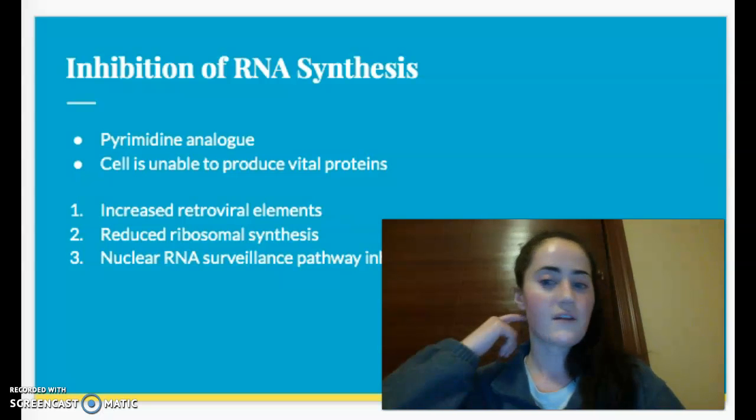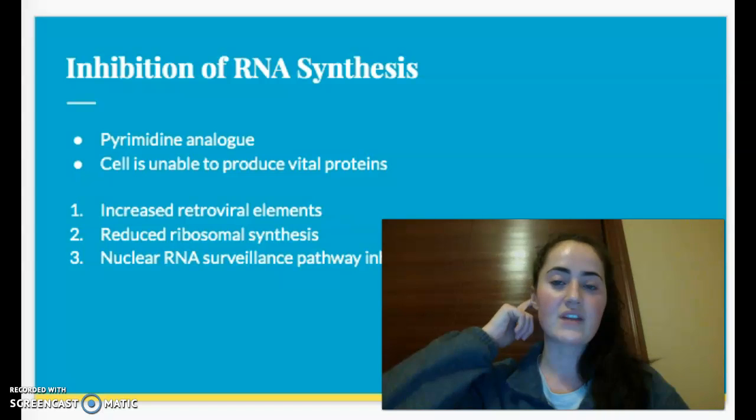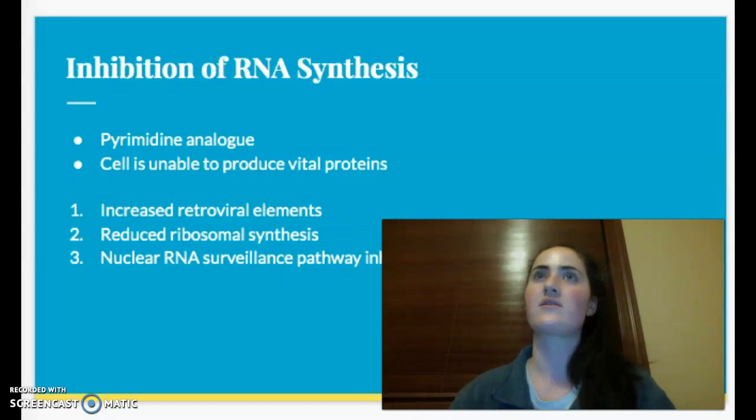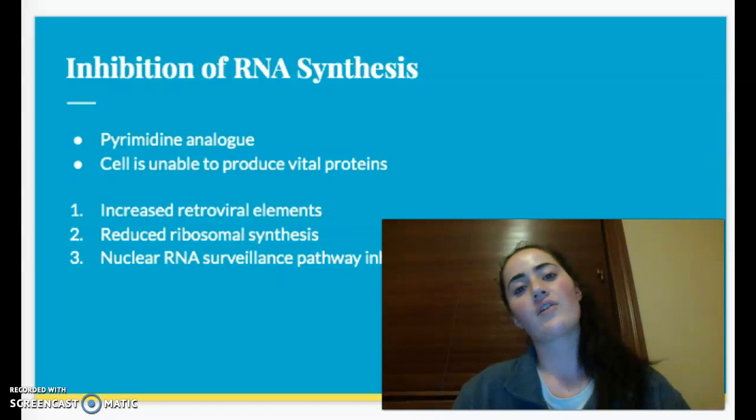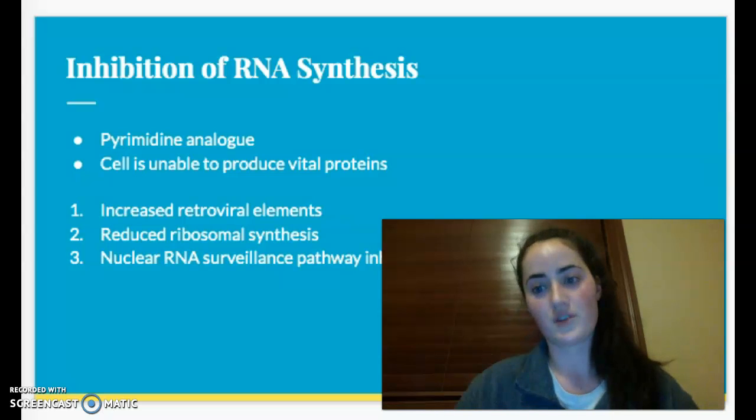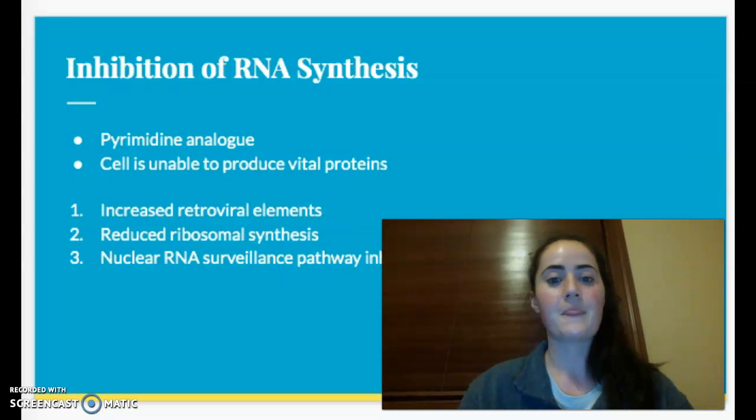As well as, unfortunately, a lot of times you can't obviously target specific cancer cells, so any types of cells that are going to be rapidly dividing are going to be targeted in this manner here.